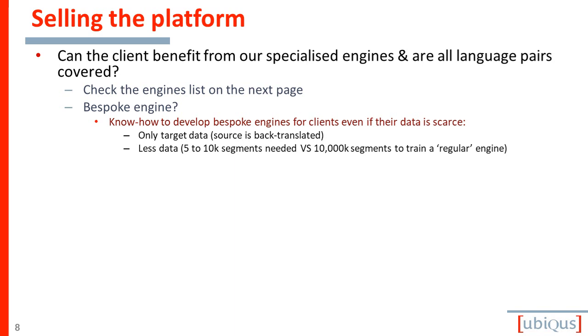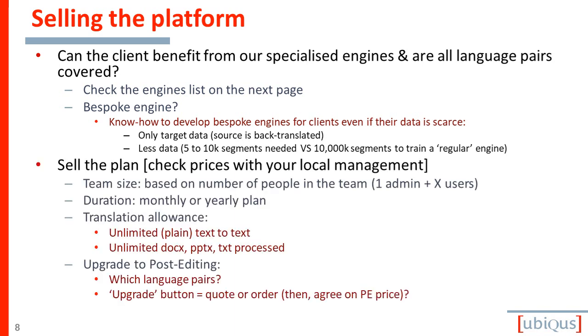And as far as bespoke engines are concerned, we have now the know-how to develop bespoke engines for clients. And what is interesting is that even if the data is scarce, meaning that even if the client only has target data, we will back translate to get a reliable source, and with less data than is normally required to train a regular engine. So having 5 to 10,000 segments would allow us to train an engine versus the 10 million segments that are normally used to train a regular engine.